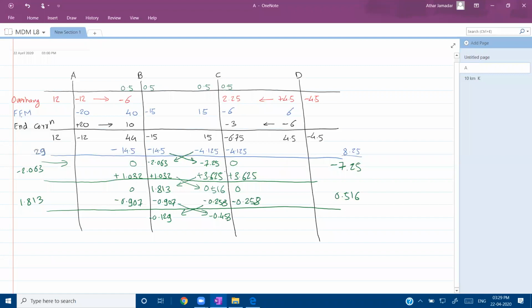Again the unbalanced moment will be here minus 0.129, and for this support minus 0.453. The next correction should be positive, positive, positive, and positive. But before applying this correction we have to multiply by the distribution factor for these supports.